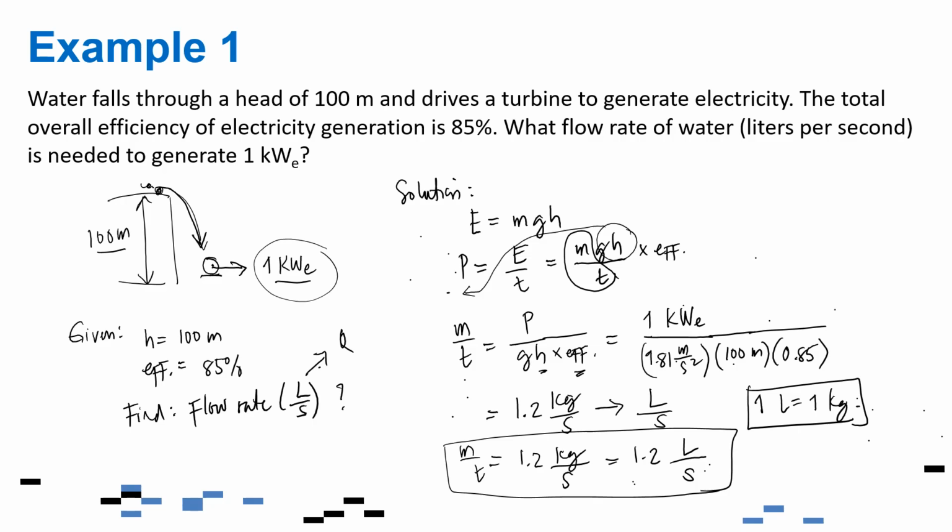So we can start from here. If you remember before, the density of water is 1000 kilograms per cubic meter. If you change that, 1 cubic meter is equal to 1000 liters. So you can cancel 1000 liters, cubic meter to cubic meter, so it becomes 1 kilogram per liter. It means that 1 kilogram is equal to 1 liter. That's why we can directly change that into this answer. So 1.2 kilograms per second is equal to 1.2 liters per second. All right.